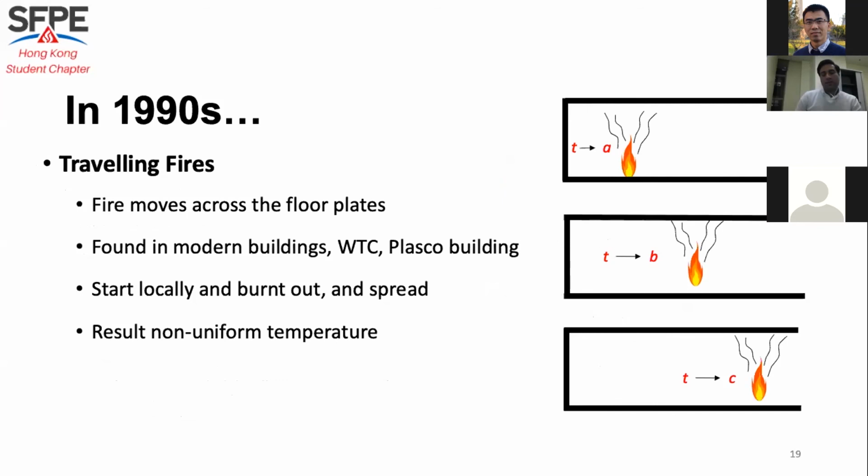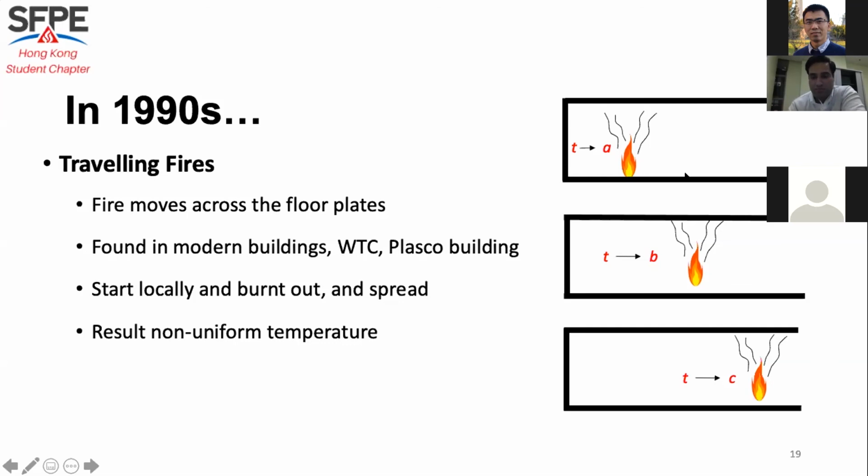Another important understanding of how fire behaves in a large compartment comes when the fire is burning locally and then the fuel is burned out, and the fire moves further. For example, at time A the fire is here, and at time B your fuel is burned out and the fire moves further. At another time C, the fire has burned out here and moves further. So the fire is moving over the floor plate. Because of this moving behavior, we call this kind of fire a traveling fire.